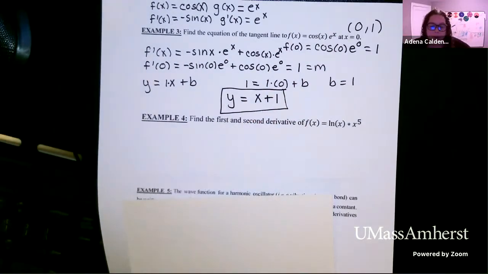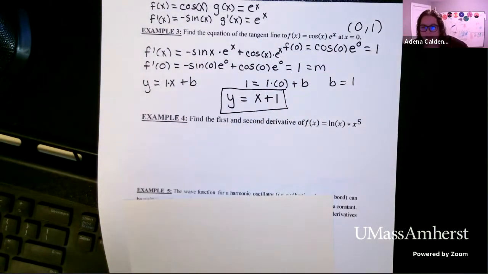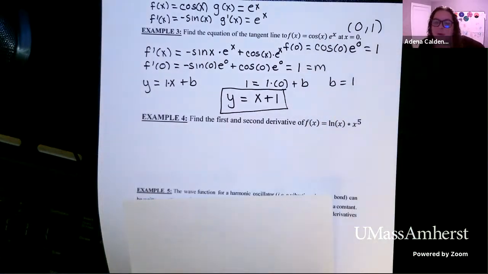Okay, so again, the process is the same for the equation of the tangent line. What's changing is the type of function we're working with.